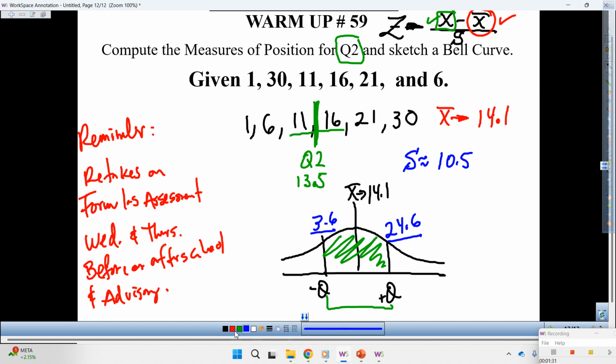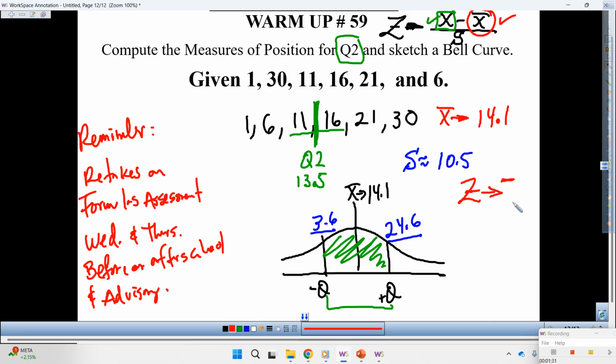Share with your neighbor what you got for your z-score. What did you get for your z-score? Looks like Cole's got it. I see you, Cole. Mario's got it. Carter's got it. So let's go with Brandon Darty. What'd you get for your z-score?